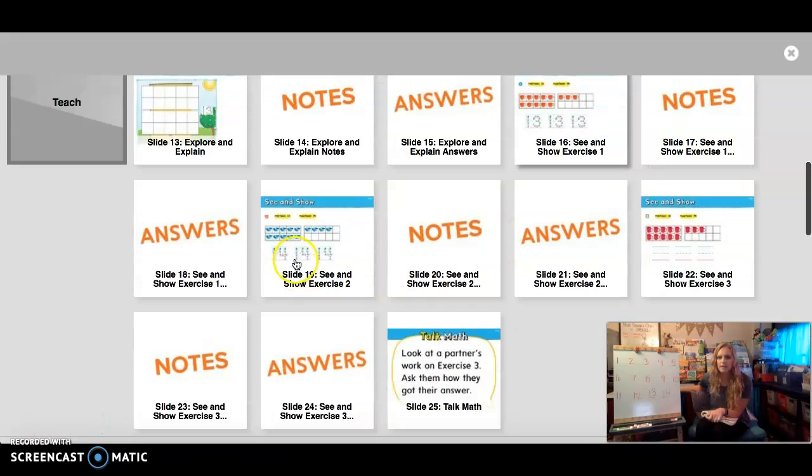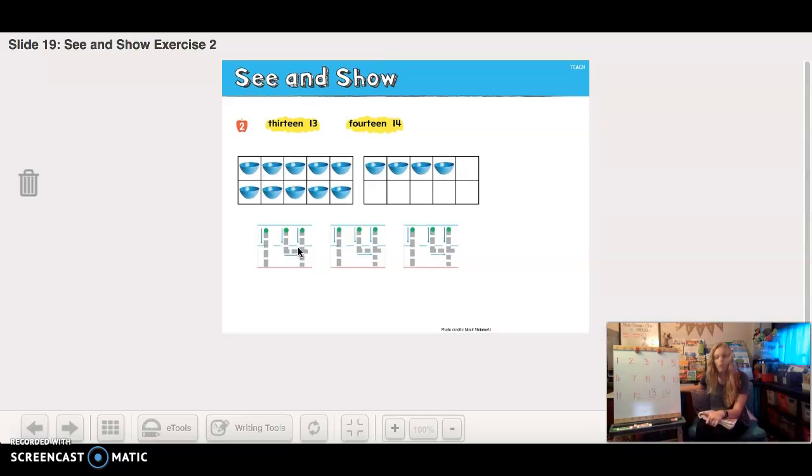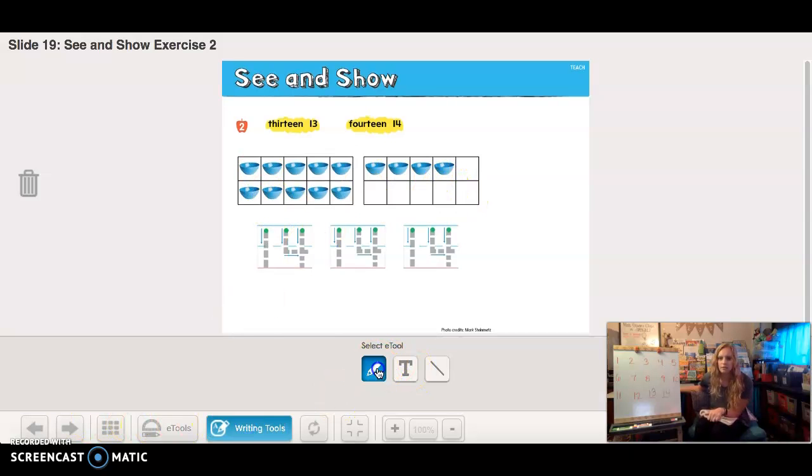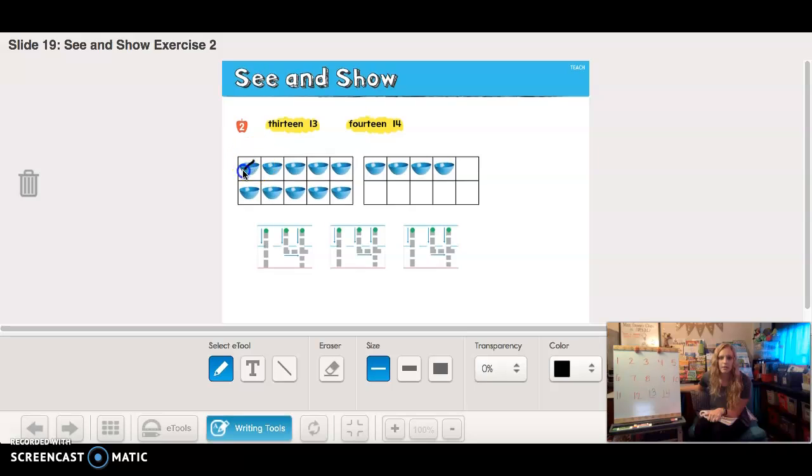Okay, let's go to the next one. We've got some bowls and some tens frames, so let's count those. Ready? 1, 2, 3, 4, 5, 6, 7, 8, 9, 10, 11, 12, 13, 14. 14 is our number. We're going to trace it 3 times. A 1 in front of a 4 is 14.